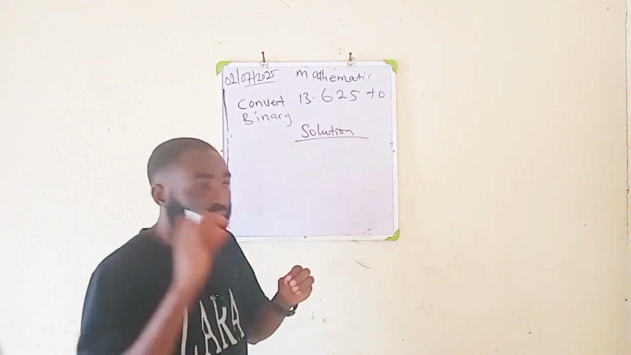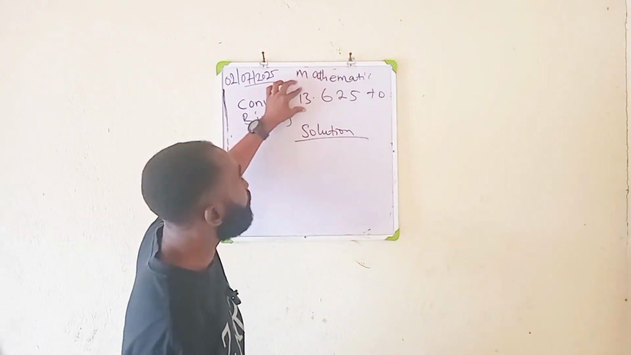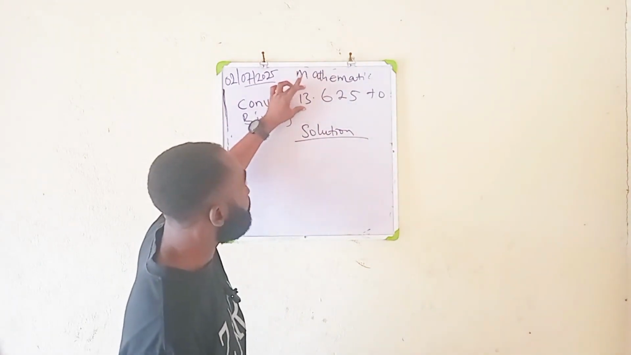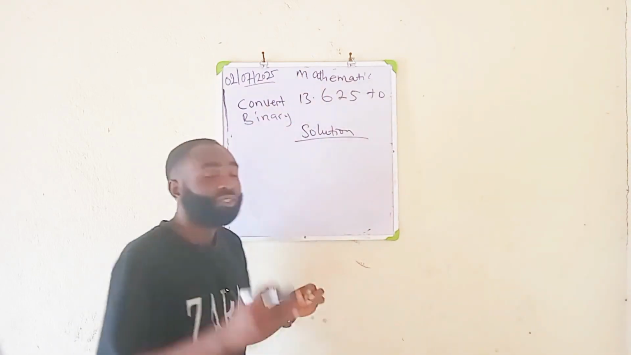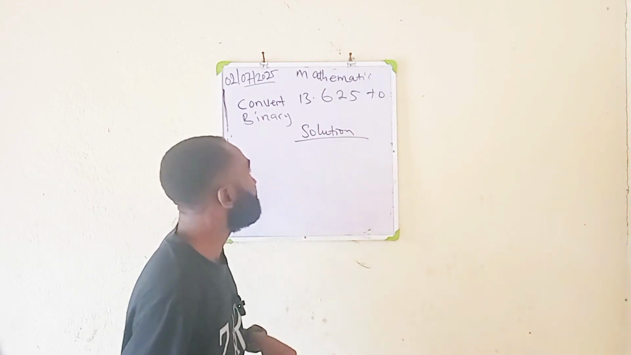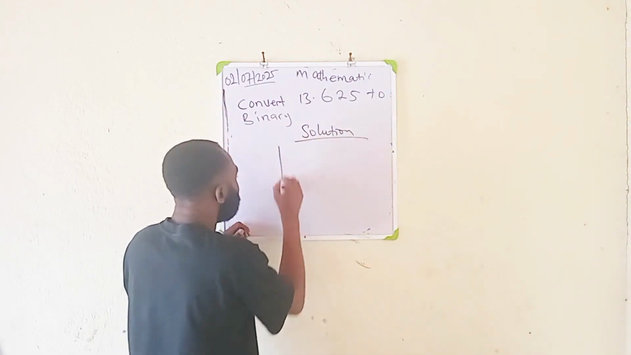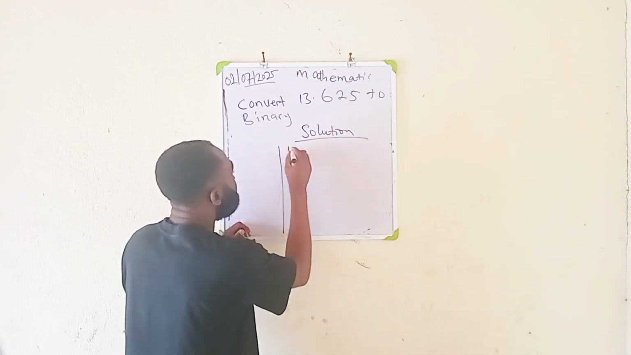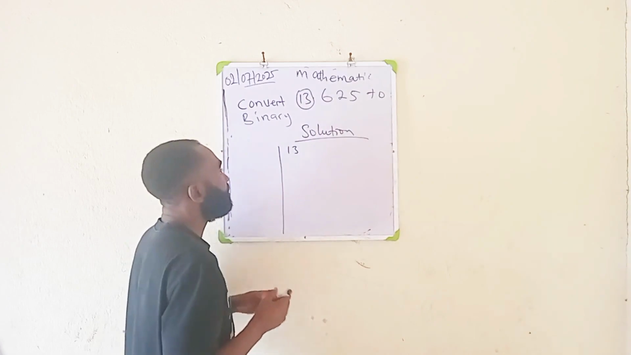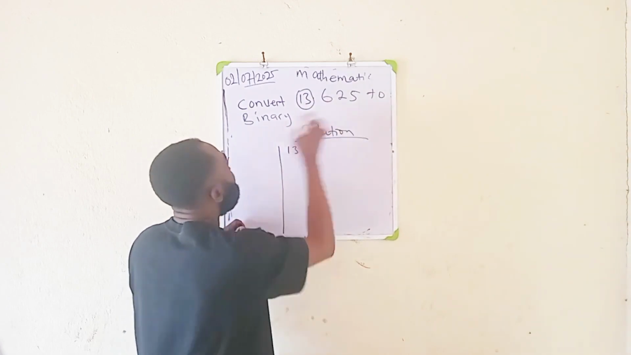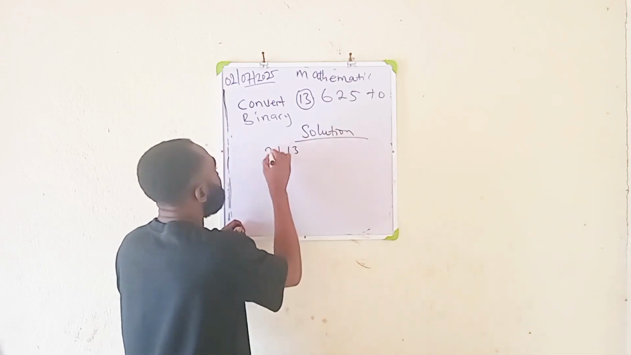The best thing to do is to start with the whole parts. You use the same method of converting from base 10 to the binary number system. So you write the whole number here. You're only using the whole part. Since we are converting to base 2, we write 2 here.